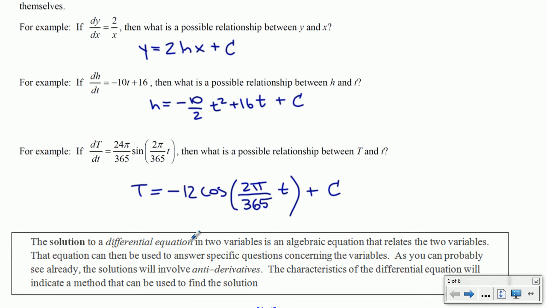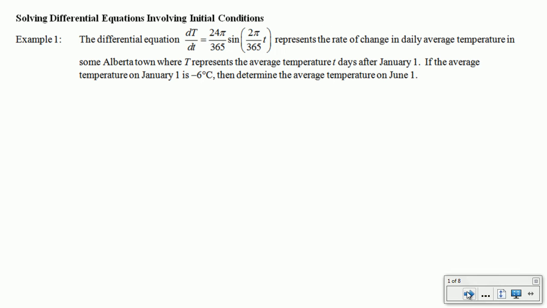So the solution to a differential equation in two variables is an algebraic equation that relates the two variables. The equation can then be used to answer specific questions concerning the variables. As you can probably see already, the solutions will involve antiderivatives. The characteristics of the differential equation will indicate a method that can be used to find the solution. So let's move on to some examples.